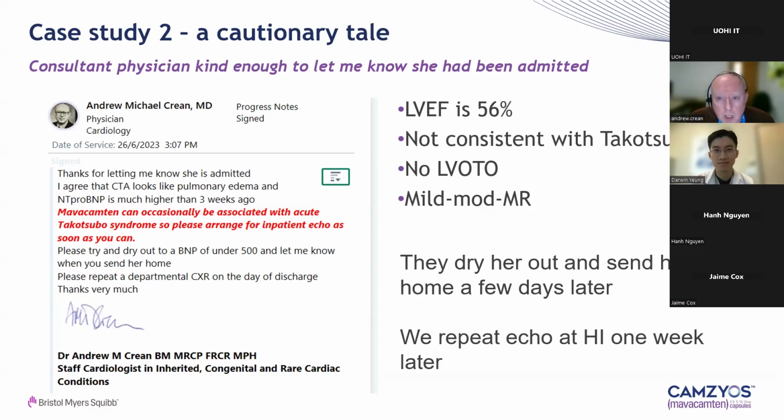So the echo is done, and I'm fed back with information. It seems to be okay. EF is 56. It's not consistent with Takotsubo. There's no outflow tract obstruction, and there isn't much change really in the mitral regurgitation. And so they leave her on the mavacamten, they dry her out, and send her home a few days later. And we repeat the echo at the Heart Institute 1 week later.